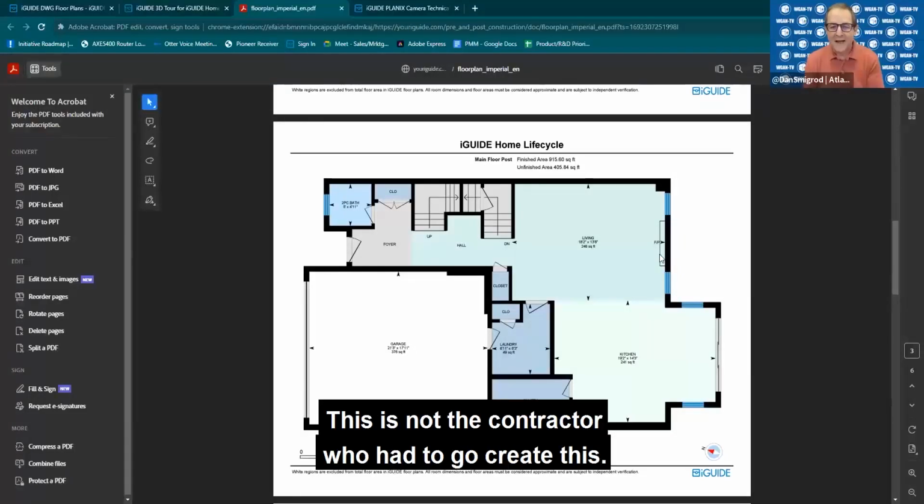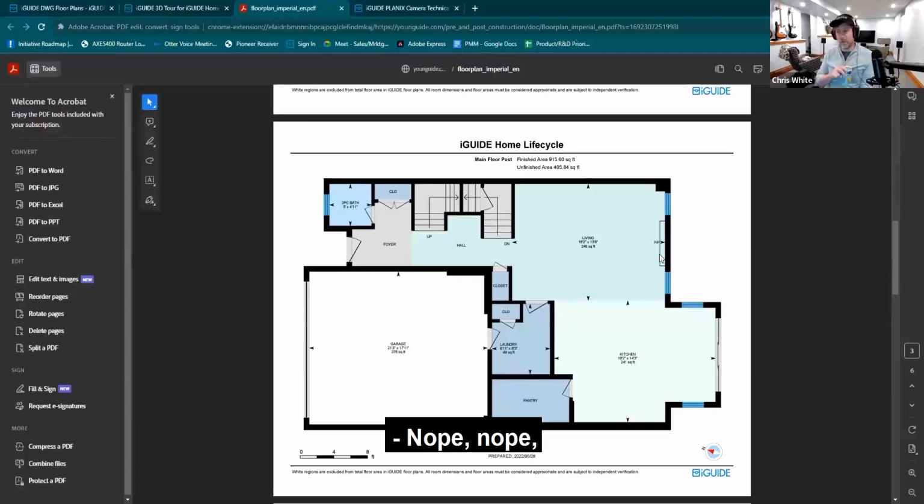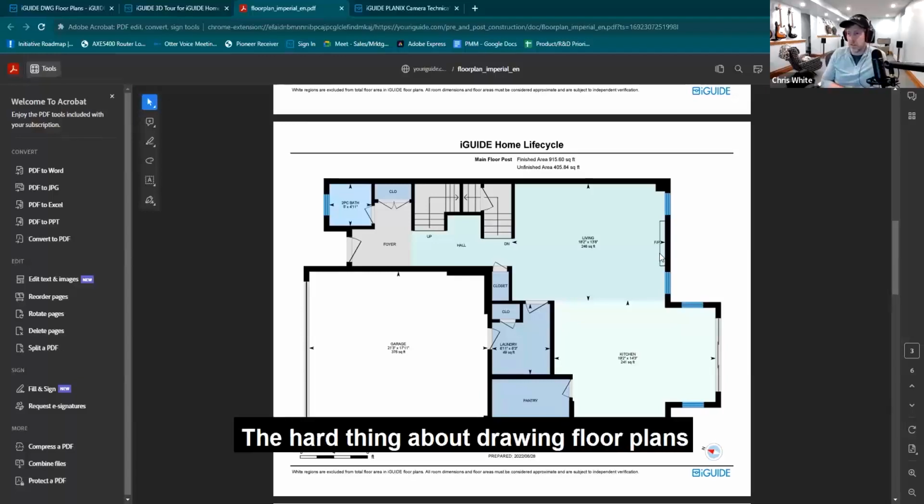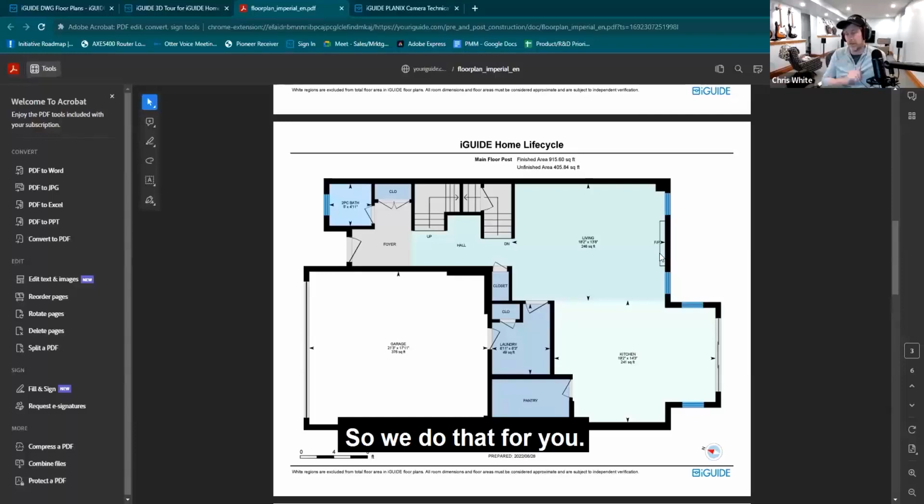This is not something the contractor had to go create. Nope. That's the magic of the system. The hard thing about drawing floor plans is drawing floor plans. So we do that for you.